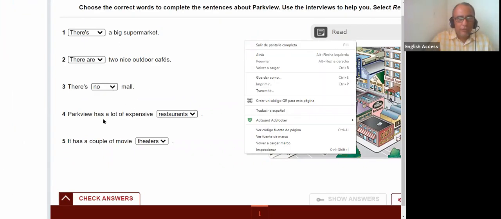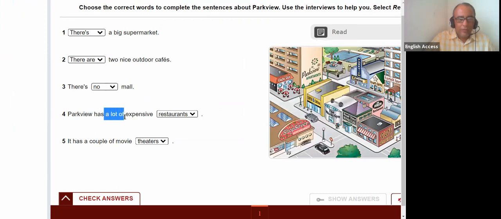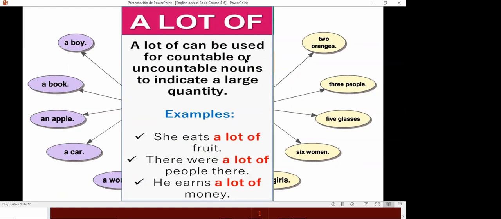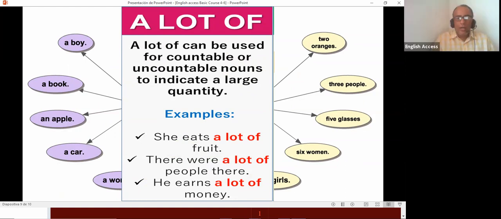Let me show you about the words that we have seen: a lot of and a couple. These words we use to talk about quantity of things. For example, a lot of. A lot of can be used with many nouns, and we are talking about a large quantity. A lot of fruit, mucha fruta, a lot of people, mucha gente, a lot of money, mucho dinero, a lot of.